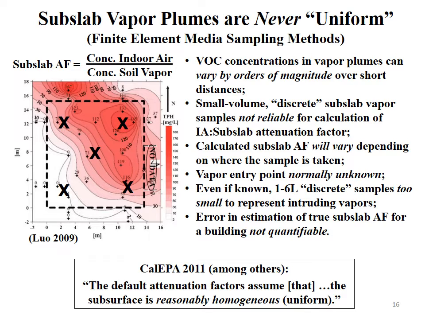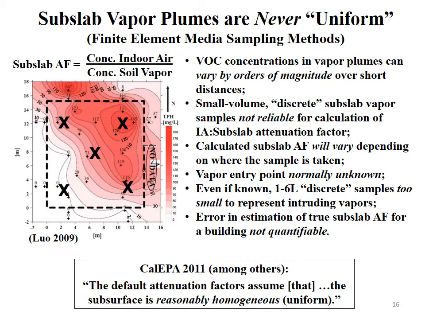So in reality, VOC concentrations in vapor plumes under slabs can vary by orders of magnitude over a very short distance. So these small volume discrete subslab vapor samples can't be considered reliable for calculation of an indoor air subslab attenuation factor. The subslab attenuation factor is going to vary depending on where the sample is taken, just because of the heterogeneity of concentrations in the VOC plume. So imagine if I have an indoor air data sample, which the indoor air people I can assume gave me some good data.